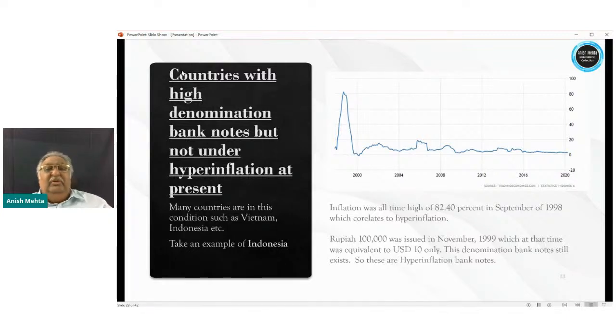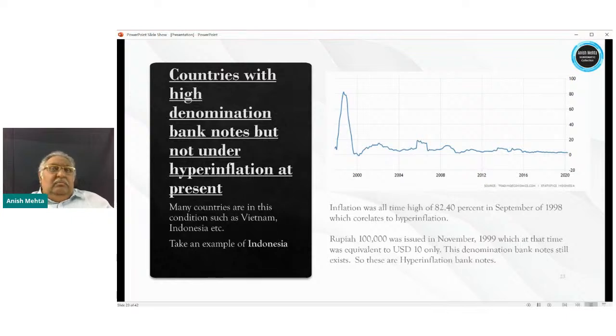Let us take an example of Indonesia. In September 1998, the inflation reached a level of 82.4%, which means it crossed the threshold of 50%, which introduces a hyperinflation situation in that particular country at that particular period. Because of this situation, the rupiah 100,000 note was introduced in November 1999 by the government, which at that particular time was equivalent to only US$10.